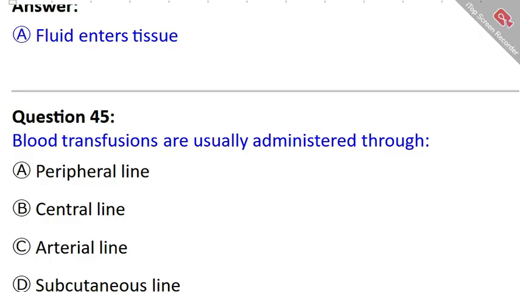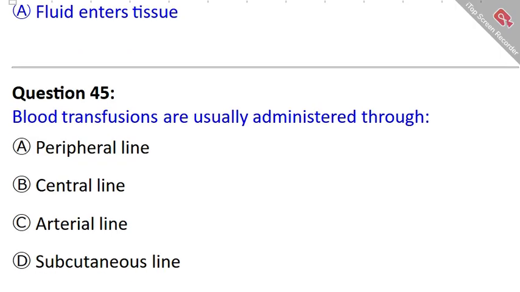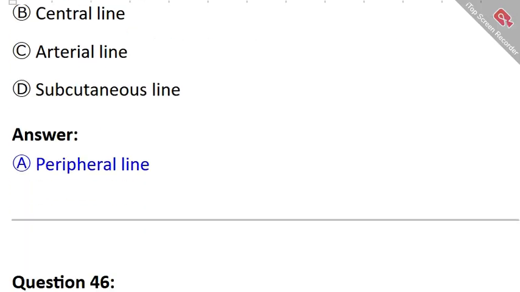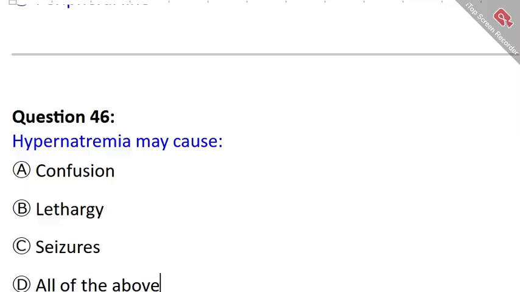Read the four options. Always go for the basic knowledge. Don't overthink. Select the first option. In this scenario, the best option is that a peripheral line is used for the blood transfusion administration. Let's move to question number 46.